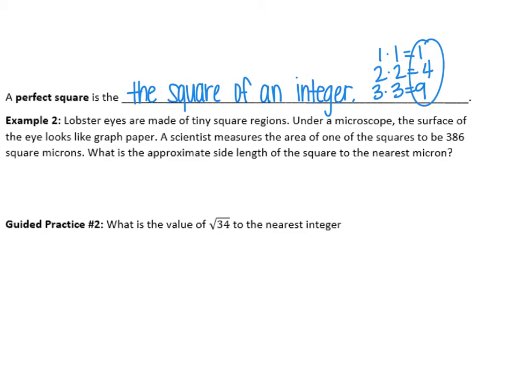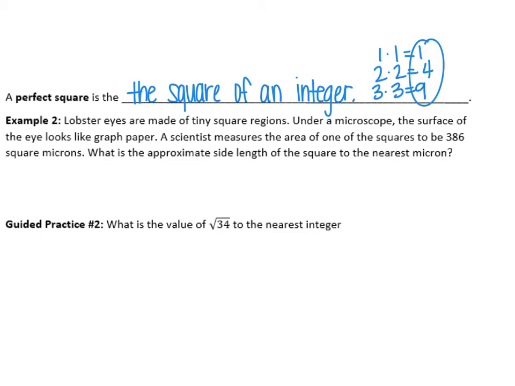Example 2 says lobster eyes are made of tiny square regions. Under a microscope, the surface of the eye looks like graph paper. A scientist measures the area of one of the squares to be 386 square microns. What is the approximate side length of the square to the nearest micron?